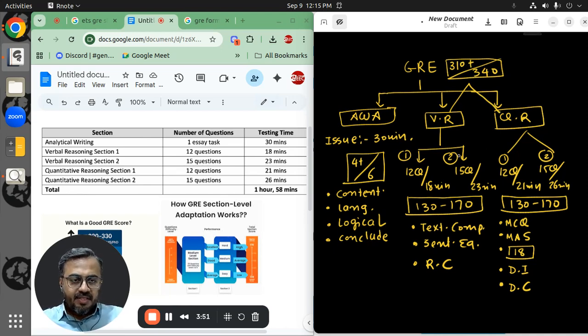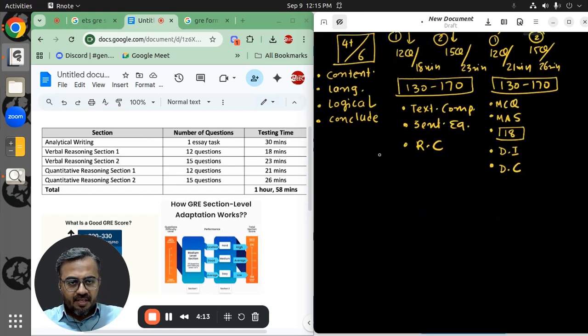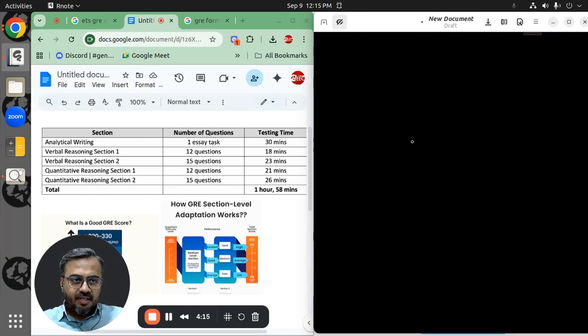Now, this is the basic structure of the exam. You will come to know what score you have out of 340 just after the exam. But the official scorecard will come after 10 days of your date of examination. And this particular score is valid for 5 years. This is the structure of the exam. Now let's understand the nature of the test.